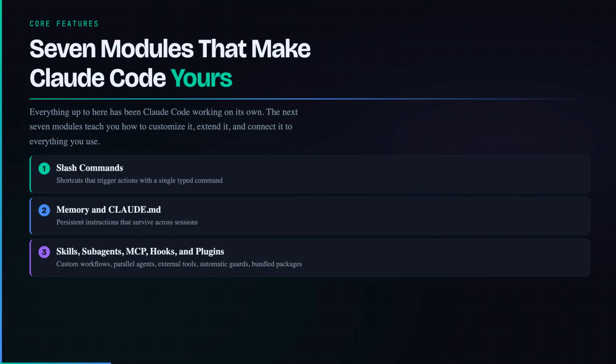We've completed the Foundations modules, Installation, How Claude Code Works, and /commands. Now we're entering Core Features, the next 7 modules that show you how to customize Claude Code for your specific workflow. These are the features that transform Claude Code from a useful tool into an extension of yourself. Memory and Claude.md for persistent instructions, skills for reusable workflows, subagents for parallel work, MCP for connecting external services, hooks for automatic guards, and plugins for bundles of everything.